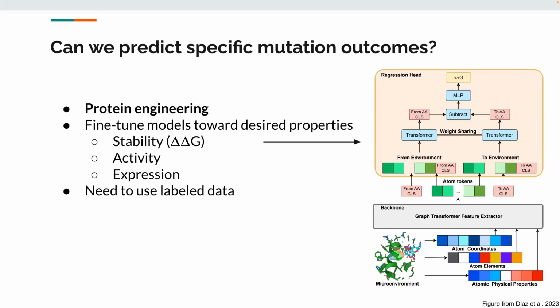So we've been talking about predicting the wild type. The question some people may be having is, can we now predict specific properties and optimize proteins for specific properties? Some of these include stability, activity, or expression. If we wanted to make enzymes that can work at a higher temperature, be more active, or have more expressed in the cell.